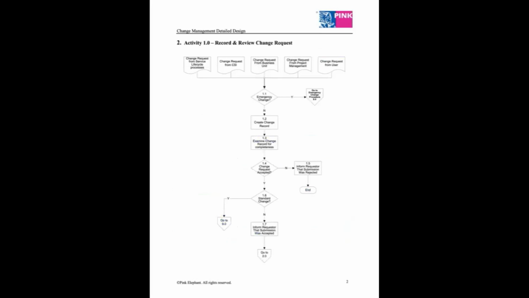So here's the detailed flow for record and review change request. Again, it documents the expected inputs that we would have to manage this. There's a call out almost immediately to determine, is this an emergency change? Follow your emergency change procedure. Creating the change record, examine the record to make sure that it's complete. Are we going to accept this into the process? Is it a standard change? And then we want to provide some information.